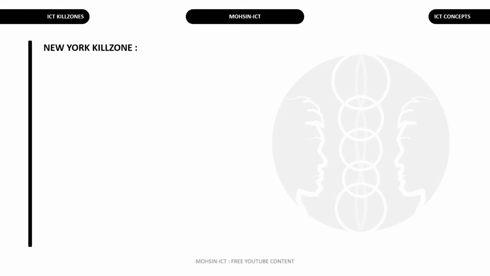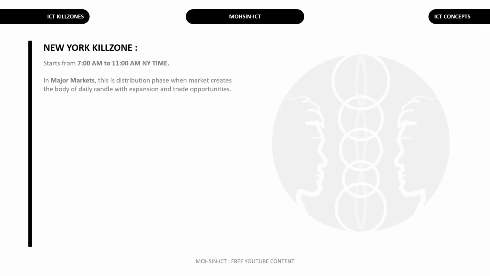After London Killzone, we have New York Killzone. It starts from 7 a.m. to 11 a.m. New York time. For indices and stocks, it goes from 8:30 to 11 a.m. New York time. In major markets, this is the distribution phase when market creates the body of the daily candle with expansion and a lot of trade opportunities.